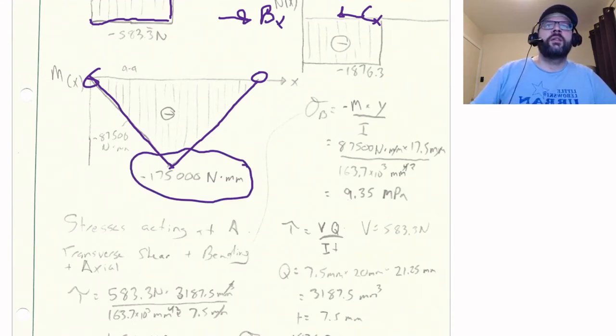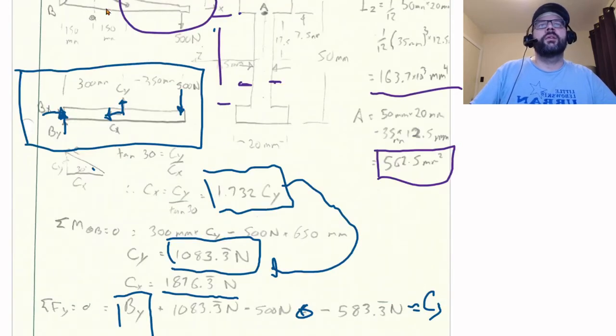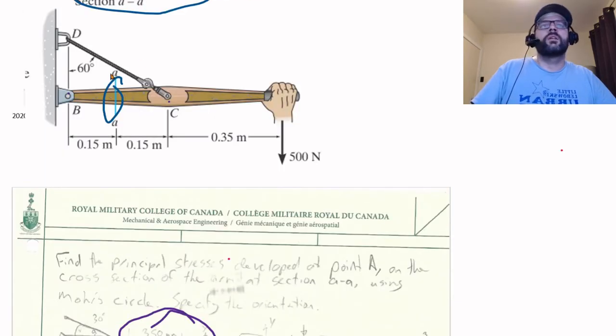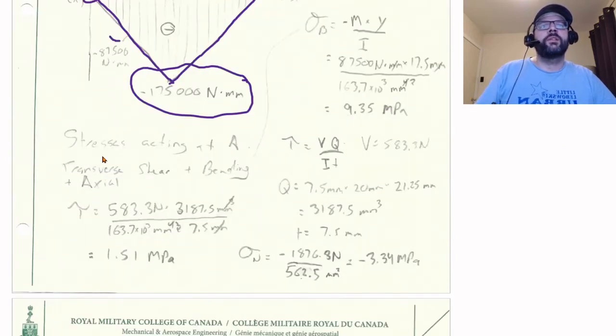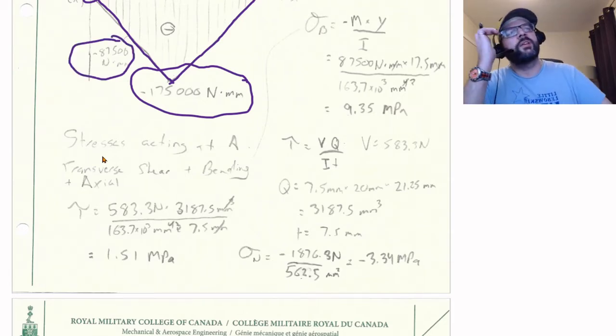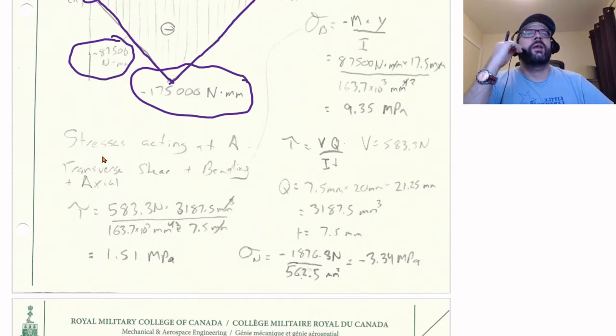So the point that we're looking at, however, is halfway between B and C. So basically we know that it's going to be half that. So the point that we're examining has a moment of negative 87.5 Newton meters, or negative 87,500 Newton millimeters.